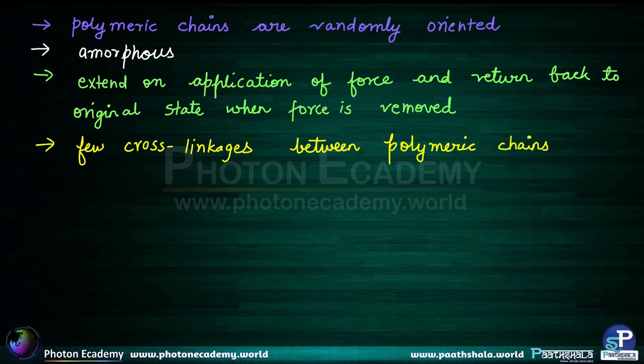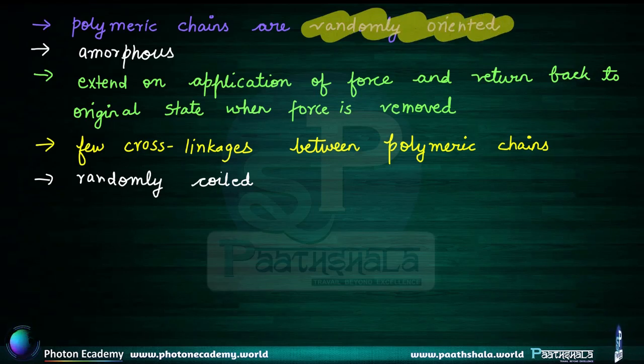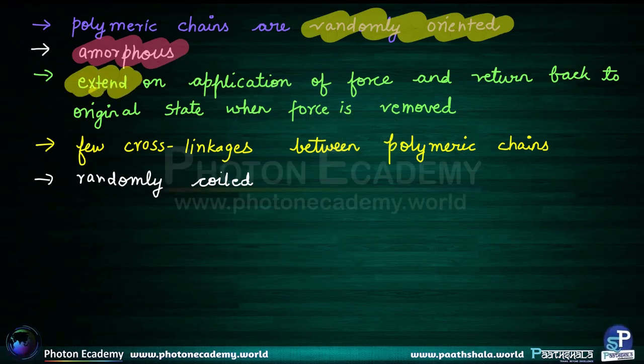Next, and the last one, is that they are randomly coiled. So these are what elastomers are. The main points were that they are randomly oriented, then they are amorphous, next they extend on application of force, and they can extend up to 2 to 20 times their original state, and come back to their original state when the force is removed.